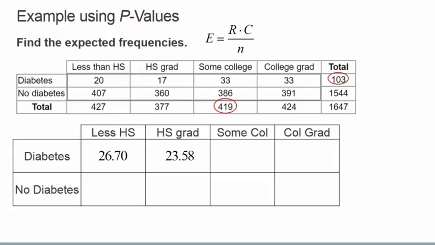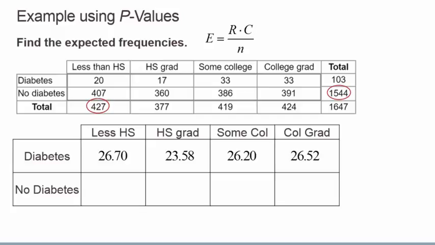Next, I'm going to move to diabetes and some college. The total for diabetes is 103. The total for some college is 419. 103 times 419 divided by 1,647 is 26.20. Next, we have diabetes and college grad. The total for diabetes is 103. The total for college grad is 424. 103 times 424 divided by 1,647 is 26.52.